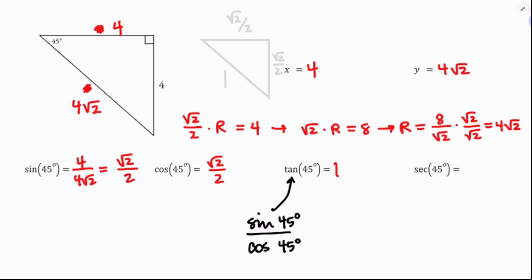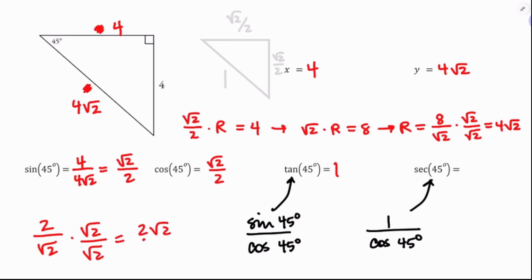And then secant of 45 degrees, I'll remind you that that's 1 over the cosine of 45 degrees. Cosine of 45 degrees is root 2 over 2. Once again, if I flip root 2 over 2, I'll have 2 over root 2, and that's just going to give me the square root of 2. Okay, there you go.